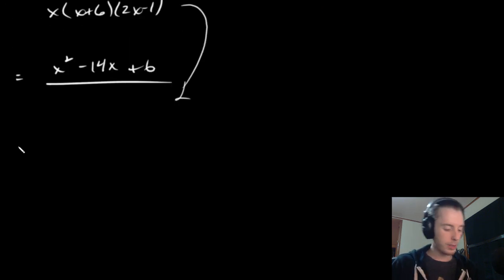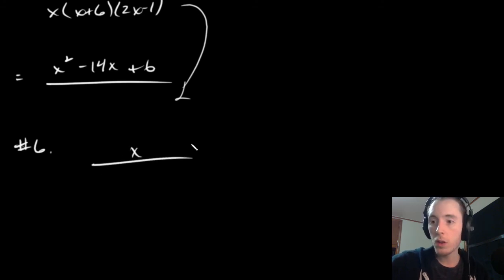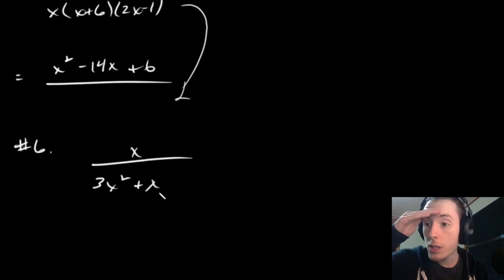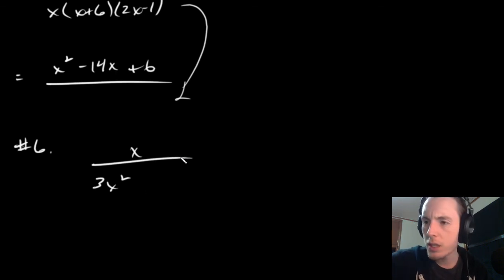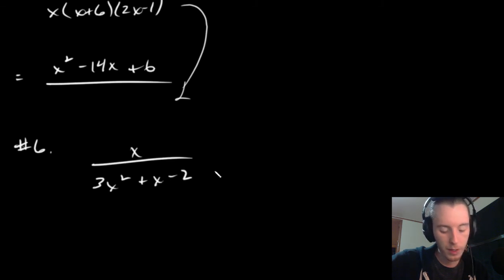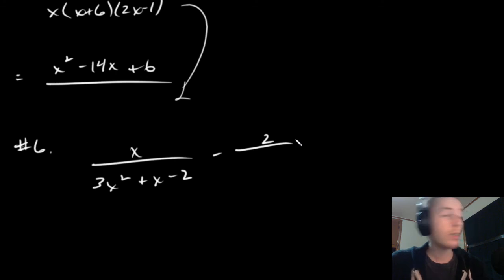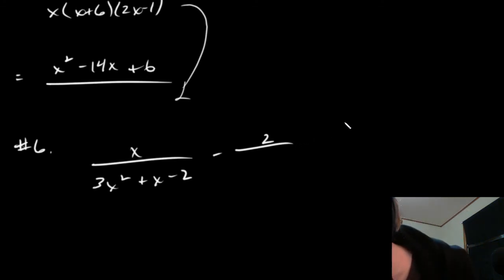One more problem, number 6. Number 6 is x over 3x squared plus x. Wow, it's so hard to see. That's not what it's over. Wait, it is it? Yes, it is. 3x squared plus x minus 2. God, this is so hard to see. Minus 2 over. I have to get super close. Let me get out of camera view here. 2 over 15x minus 10.